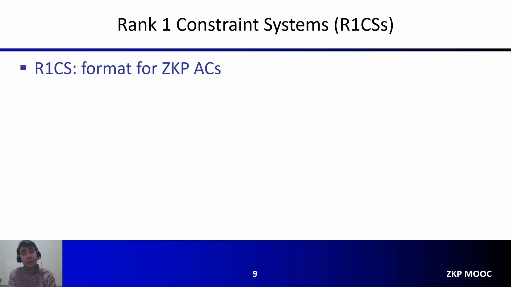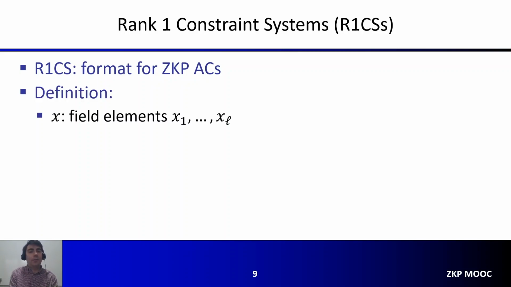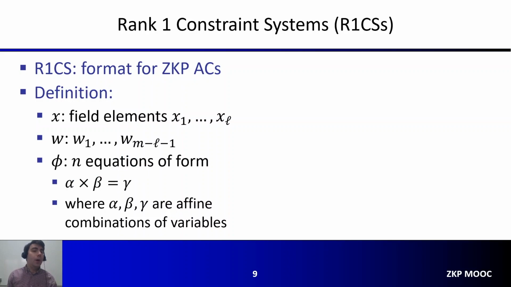The definition of R1CS is very simple. X is represented as L field elements, X1 through XL. W is represented as M minus L minus 1 field elements, W1 through WM minus L minus 1. And the predicate itself is just a set of n constraints, or n equations, where every equation has the form alpha times beta equals gamma, where alpha, beta, and gamma are all affine combinations of variables. So you can think of this as a linear combination of variables, optionally with a constant added.